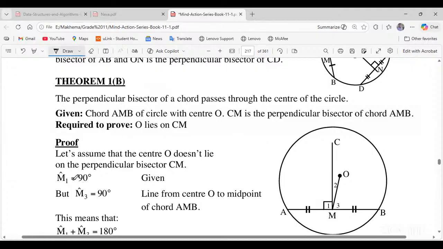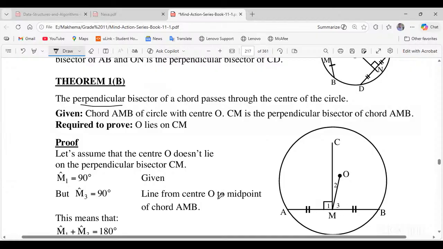Now, M1, we know that M1 there is 90 degrees. We are given that. Why? Because this is a perpendicular bisector. So we know in grade 11 what does the term perpendicular mean, right? We are given that. But M3 is equal to 90 degrees.